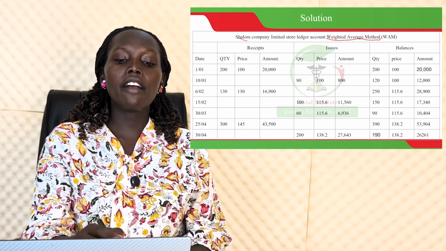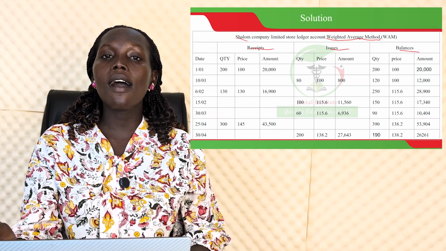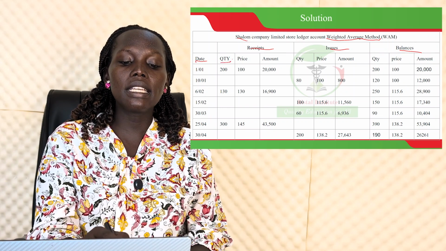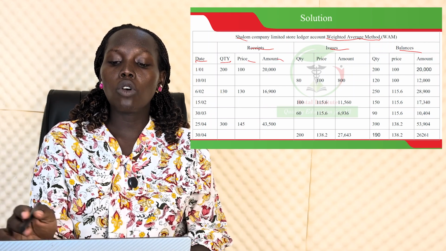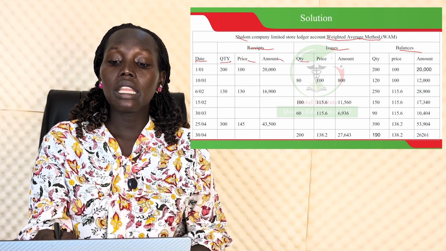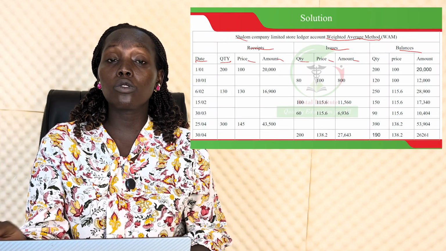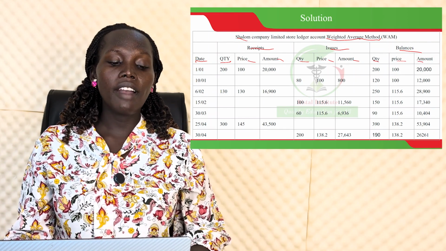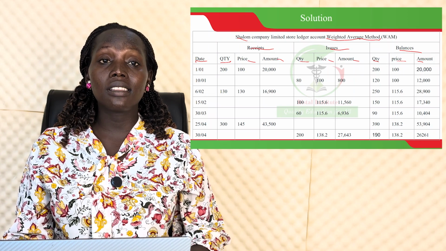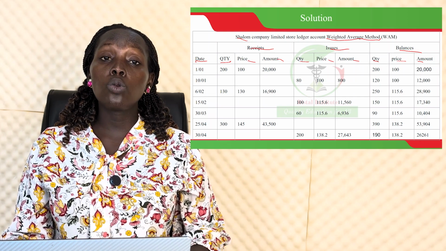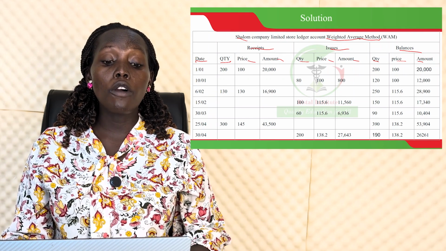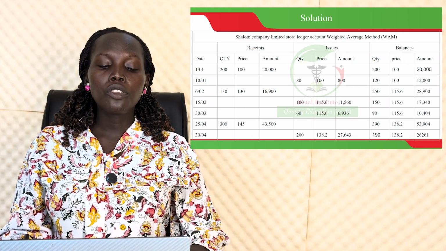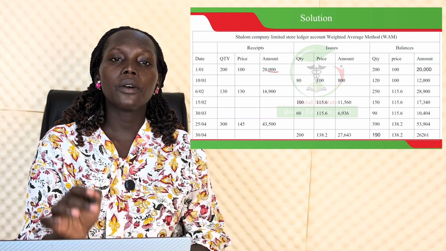So this is the format. We have the receipts, the issues, and the balances. We have the date, then under receipts we have the quantity, the price, and the amount. Under issues, we have the same: the quantity, the price, the amount. And under balances, we also have the quantity, the price, and the amount. So on 1st of January, we had 200 units at the price of 100 each. When you multiply, you get 20,000.